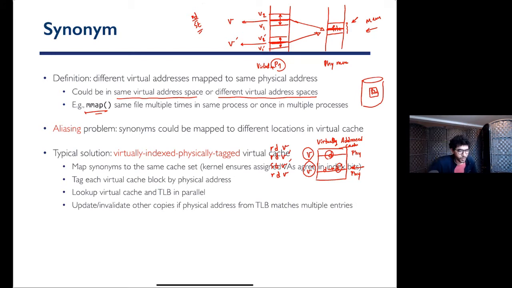Now, you might ask, okay, so what was the point of having a virtually addressed cache if I still need the physical address to tag them? And that's a good question. So this is kind of a bummer in terms of performance, that there is no way to just use the virtual address. We definitely need the physical address for the tagging. But there is a way to speed things up.